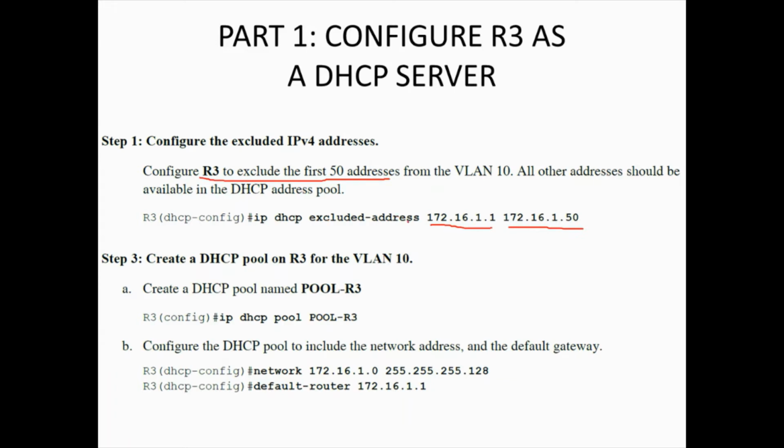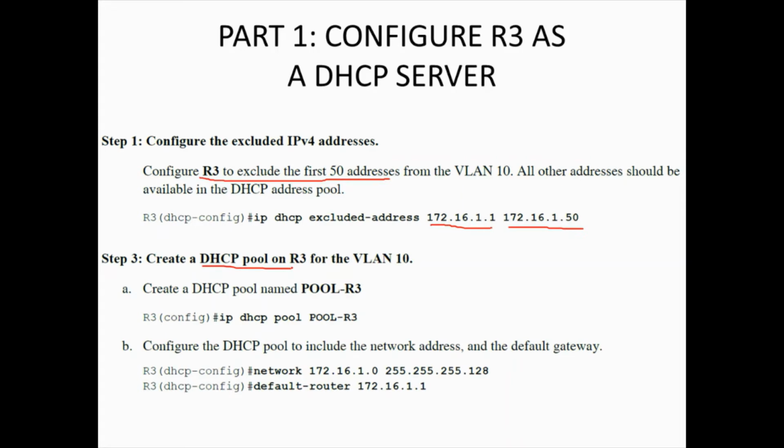The command that you can use to configure the exclusion address is ip dhcp excluded-address, and then we give the start of the range 172.16.1.1 and the end of the range, which is 172.16.1.50. The second step that we are going to do is create a pool on R3.